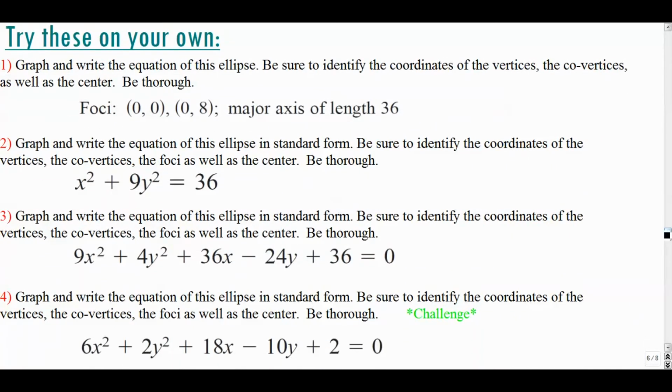Alright, now it's time for you to try some on your own. I have 4 problems for you. Each one asks you to be very thorough: graph, write the equation, identify all the missing points, the vertices, the co-vertices, the foci, the center, and graph them, all that stuff. First three are pretty straightforward. Number 4 is a little bit of a challenge because it has a lot of fractions in it, but at this point, pause this and go through each one of these, see if you can come up with all of the missing pieces.